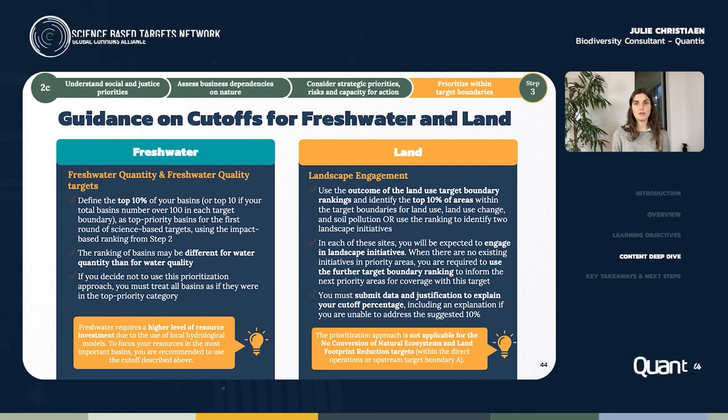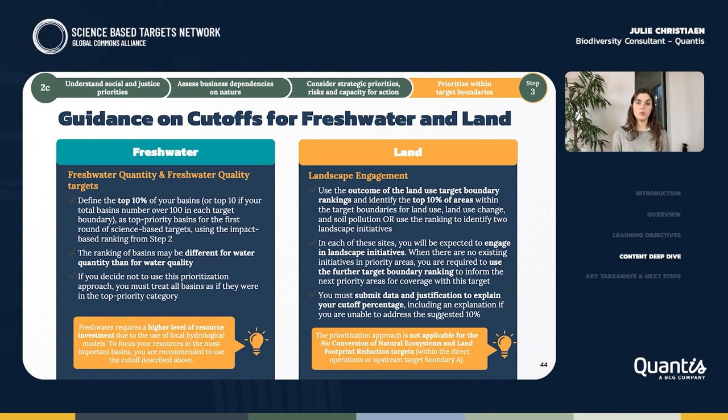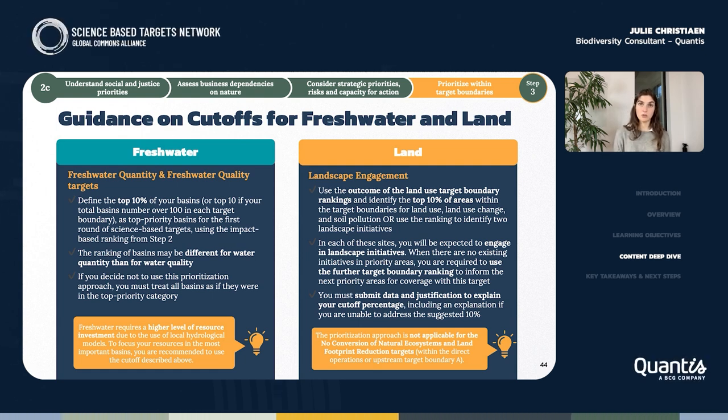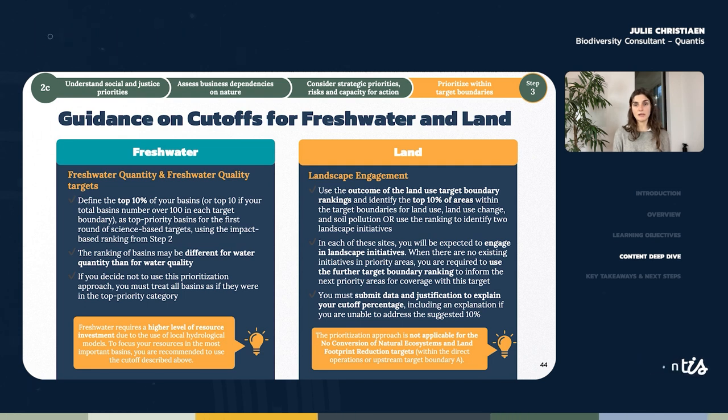Companies will be required to identify one initiative that covers these top 10% of basins, or 2 landscape initiatives, regardless of their size, within these target boundaries. If using the top 10%, companies should include sites that cover at least 10% of the total direct operations and at least 10% of the upstream target boundary, respectively.